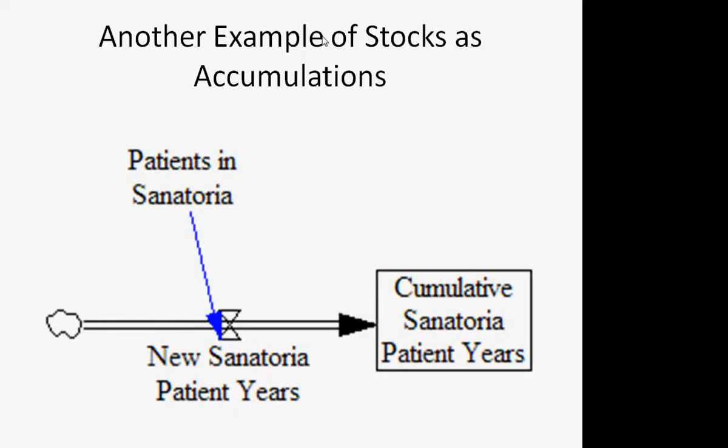Another example, patients in sanatoria. This is cumulative sanatoria patient years. So these are the patients in the sanatoria at a given time, running it out over years, say 10 years. This changes over time, maybe. And this accumulates the number of sanatoria patient years.